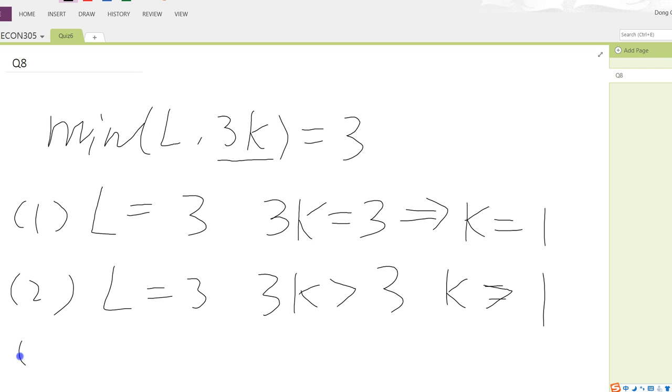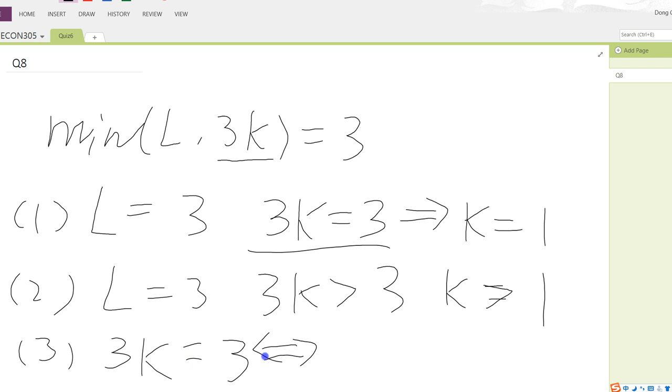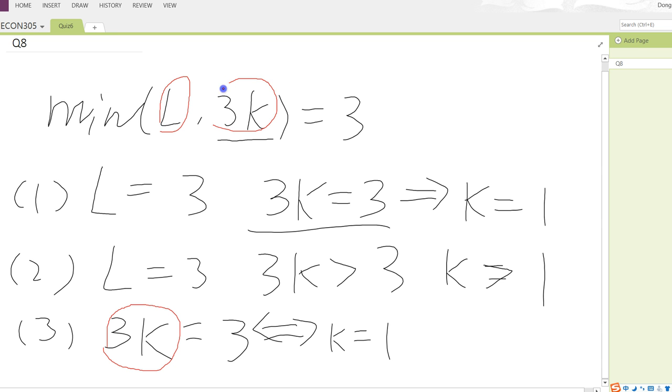And following the same thought, we can also make this second possibility, 3K equals 3, which also means K equals 1. So now we can also make this to be the smaller number of these two. That means we can also make L to be above 3. So do we have other scenarios? I guess that's it. So we have 3 possible scenarios.